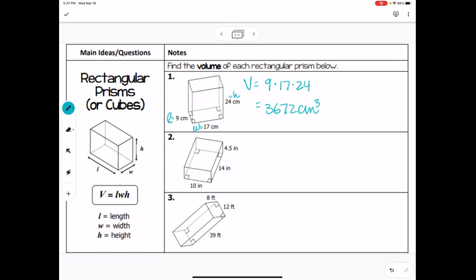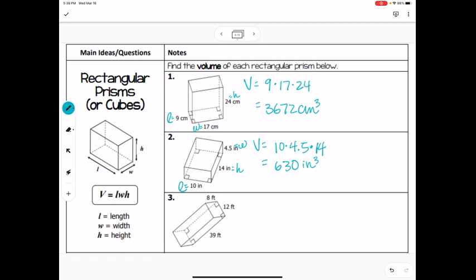All right, number 2, real simple again. I'll call 10 my length, 4.5 my width, and 14 my height. And so I'm going to take 10 times 4.5 times 14. And that does come out to 630 inches cubed. All right, you know the deal.